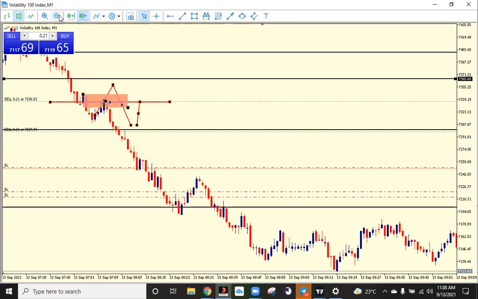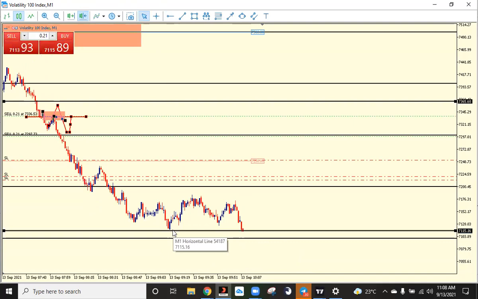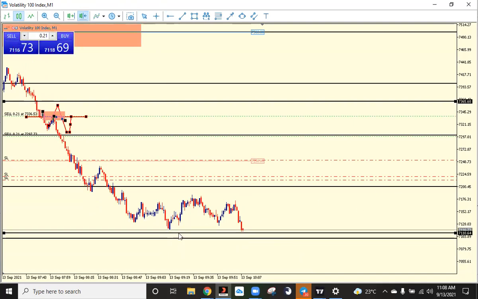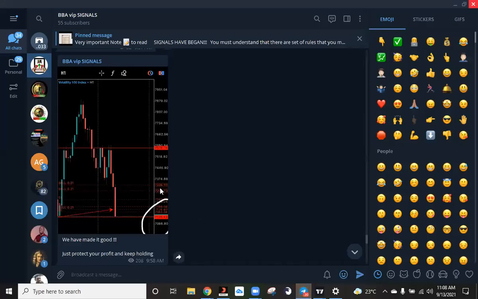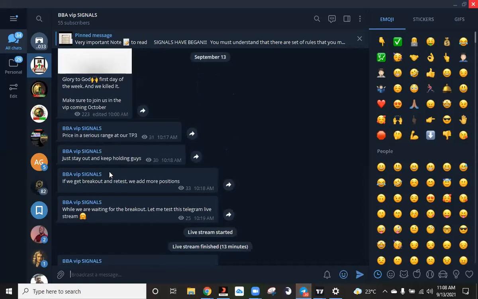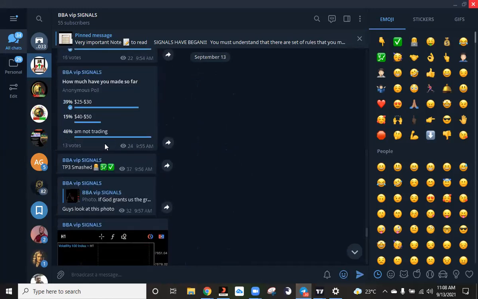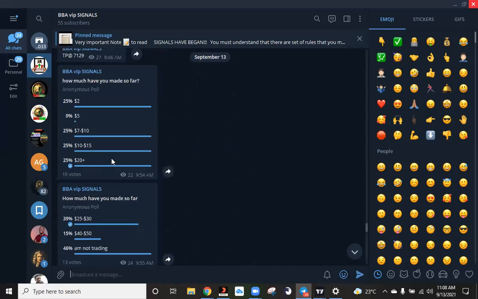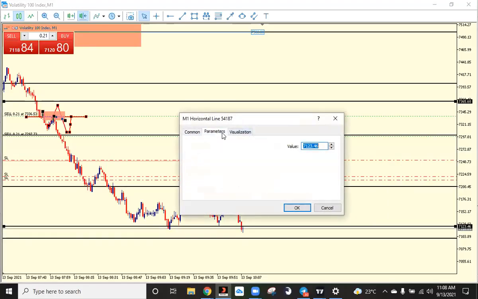Okay, now if I will use, for instance, our price is currently ranging at our take profit zone. This is where we have take profit. Sorry, I guess this is our take profit 3. Where is our TP3? I'm coming, guys. Okay, 7129, right? So let me just put that here. 7129.